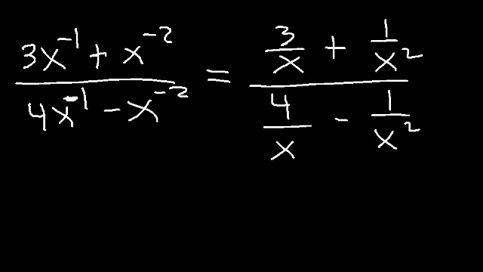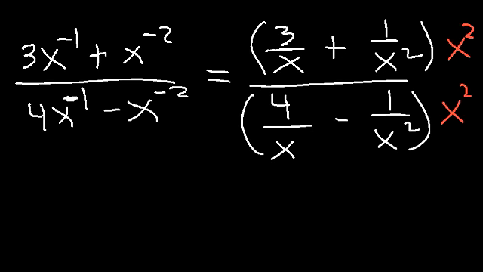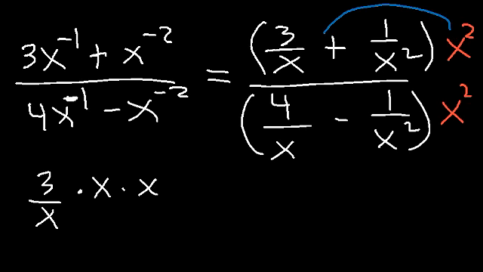So the common denominator is x squared. If we multiply everything by x squared, we can get rid of all of these smaller fractions. Now let's distribute x squared. So 3 over x times x squared. One of the x variables will cancel, leaving one behind, so that's going to be 3x. If you're not sure about it, see it this way. X squared is basically x times x. So these two cancel, leaving behind 3x.